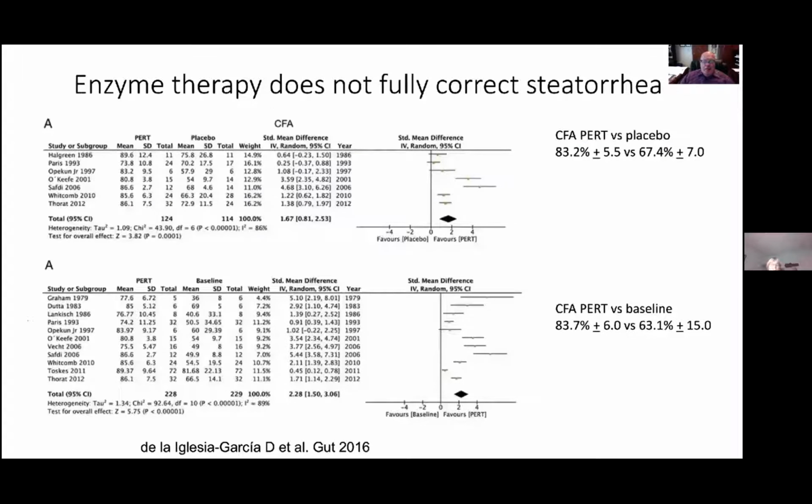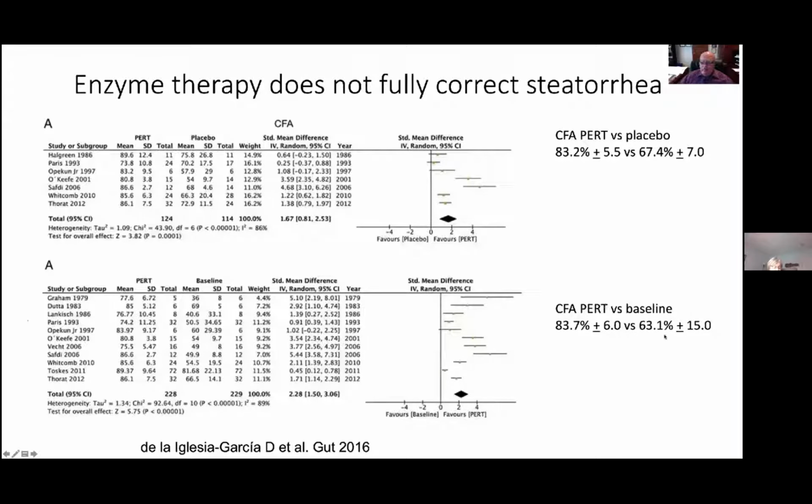It's, I think, important to remember that even when we have patients on a dosage that would seem to be at least 10% of the normal pancreas, we do not fully correct steatorrhea. And this is just from a meta-analysis. And if you look here on the upper chart, this is the coefficient of fat absorption, which is how much of the dietary fat's been absorbed, and normal is around 93%. And you can see in these variety of studies, on placebo, about 67% of fat is absorbed. It goes up to 83%, but not the 93% that's normal.